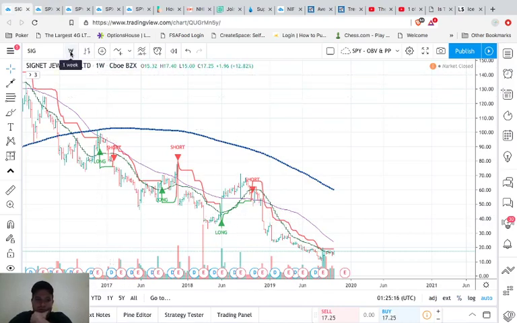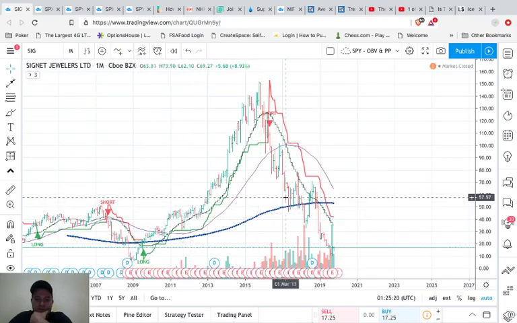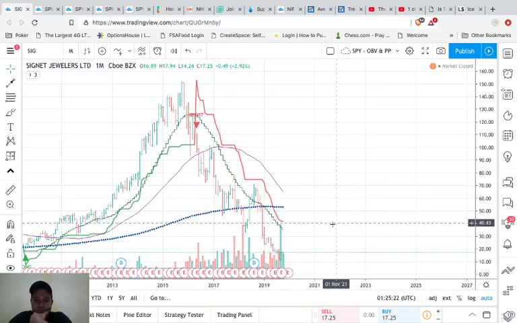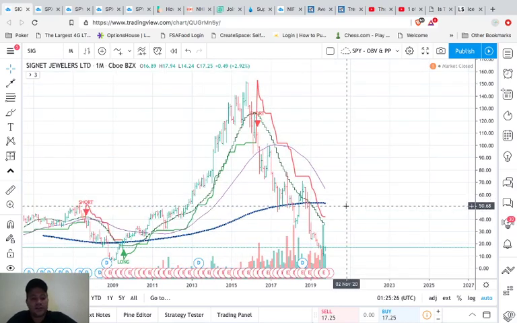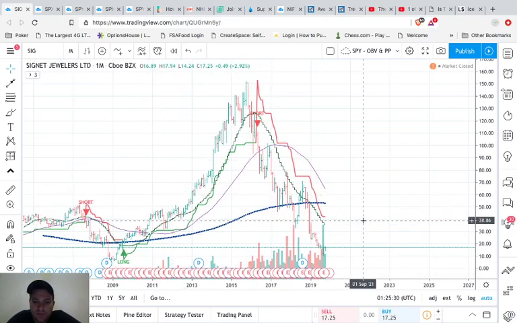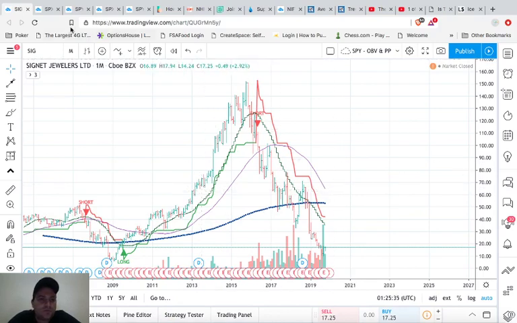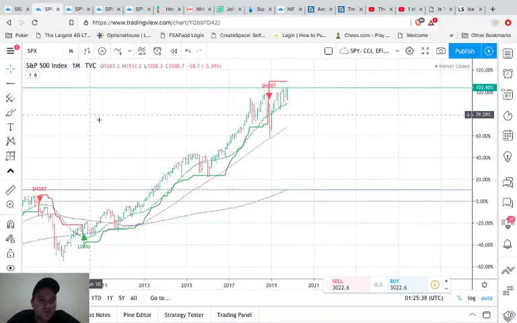I'll show you. We go back to the monthly. This is such a heavy downtrend. You'd have to really recover to be worth it for the long haul on this basis. But I'll show you the general market here.